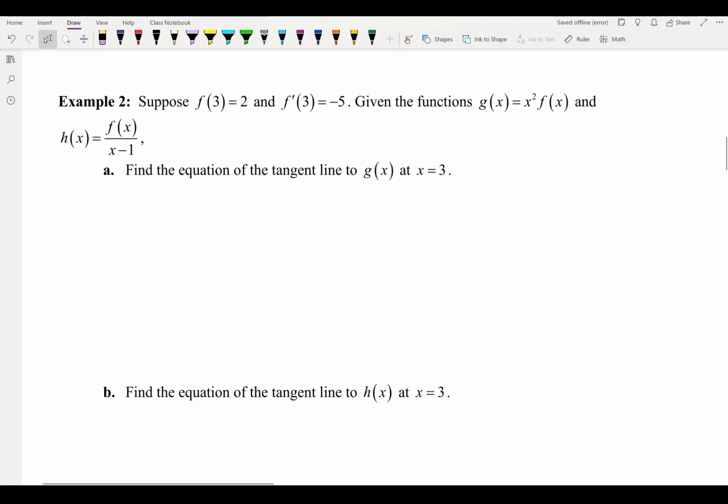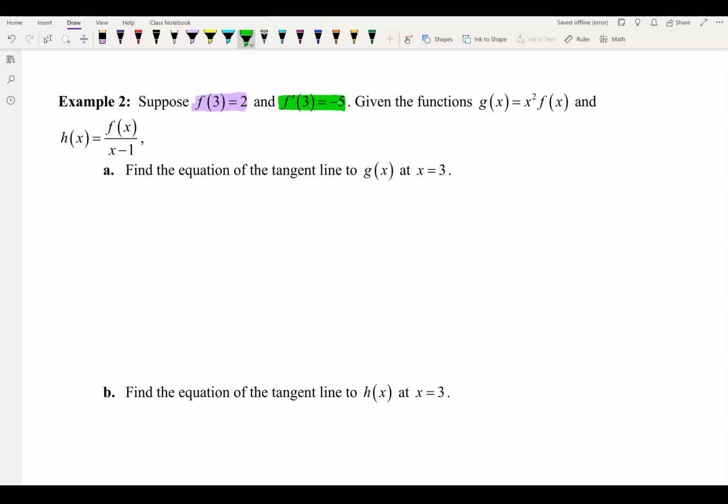Example 2, suppose that we have two bits of given information. In purple here, we've got f of 3 is 2, and in, let's go green, f prime of 3 is negative 5. And we will be using those in a little bit. Given the function g of x equals x squared times whatever f of x is, notice they haven't given us what f of x is, and h of x is f of x divided by x minus 1, they want us to find the equations of the tangent lines in parts A and B.